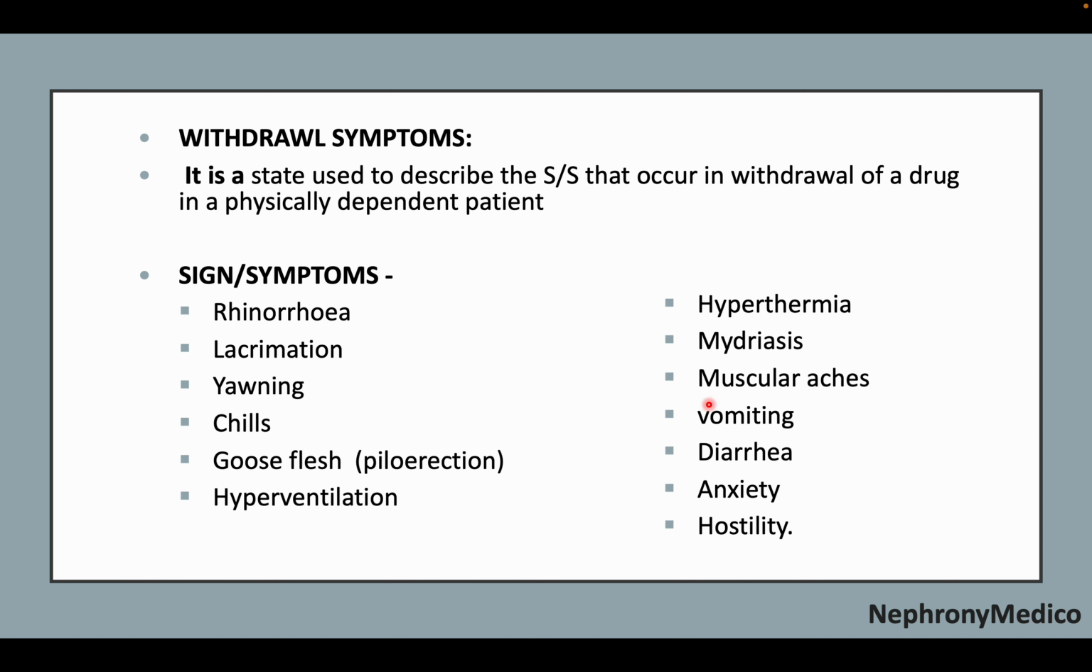Now, withdrawal symptoms. This is a state used to describe the signs and symptoms that occur in the withdrawal of a drug in a physically dependent patient. The signs and symptoms include rhinorrhea, lacrimation, yawning, chills, goose flesh known as piloerection, hyperventilation, hypothermia, mydriasis, muscular aches, vomiting, diarrhea, anxiety, and hostility.